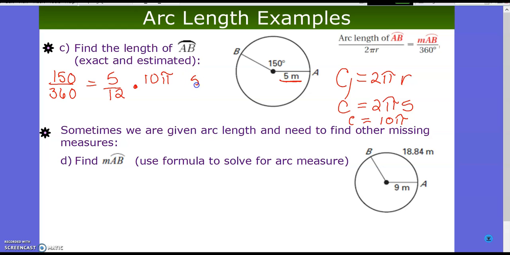As I do this, I'm going to get 50 pi divided by 12, and you can simplify that to be exact, 25 pi over 6. That's my exact. And if I pop that in my calculator and round it to the nearest hundredth, I'm going to get 13.09 meters. Meters, because this is a length, arc length.